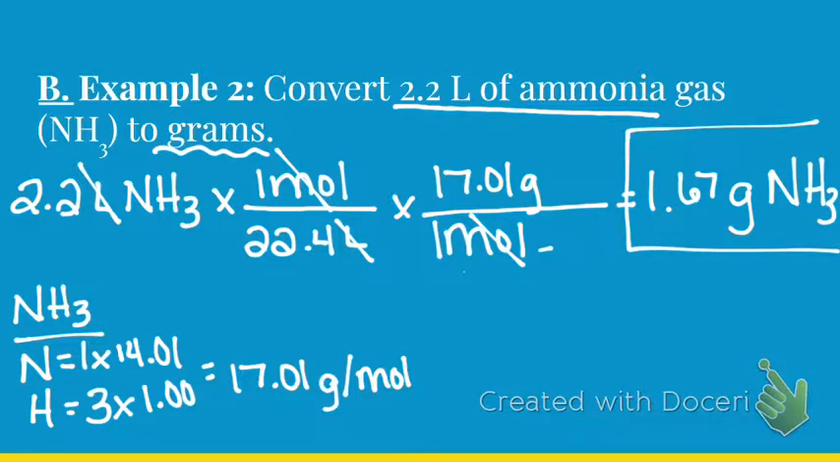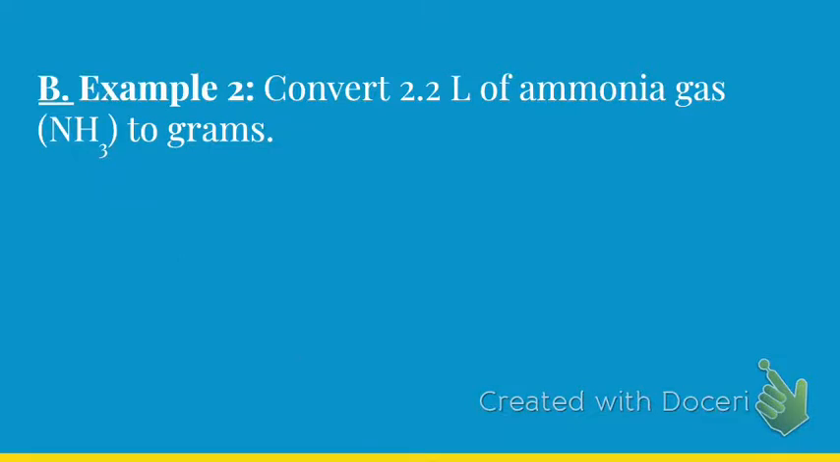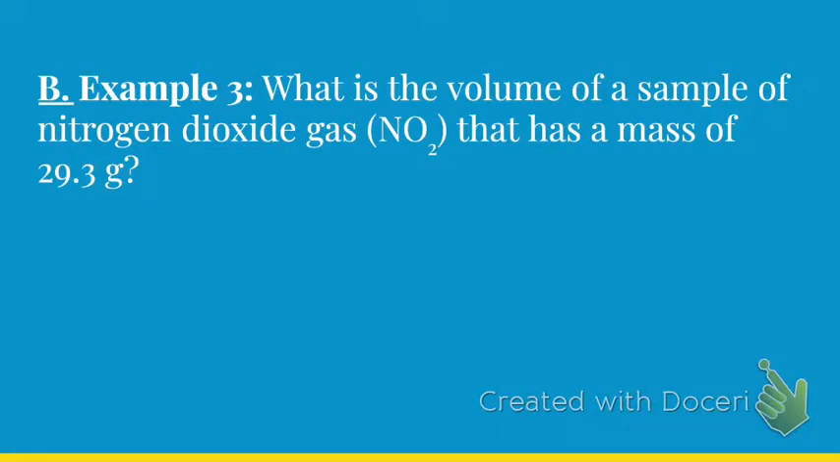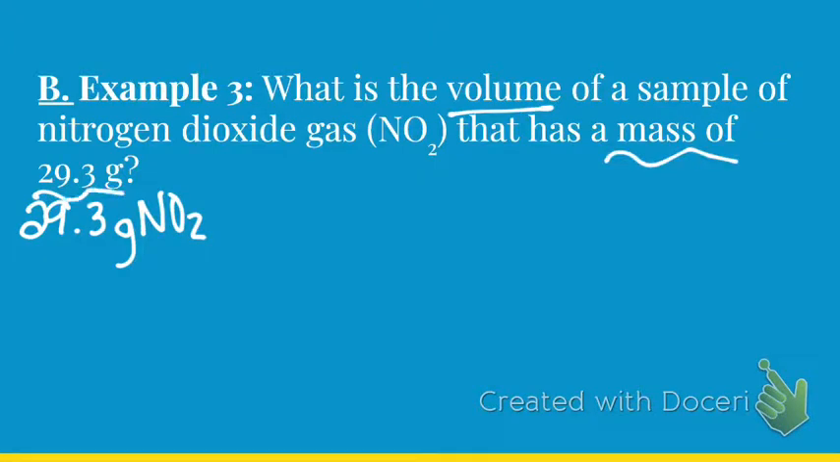Okay, so I have one last example to work with this particular style of conversion factor. It asks, what is the volume of a sample of nitrogen dioxide gas, NO2, that has a mass of 29.3 grams? In this problem, then, you can see we're starting out with 29.3 grams of this NO2. It wants to know what's the volume. So you have to be careful with that. Because we're starting out with mass, the only thing you can do with mass is you must convert it to moles using molar mass. Again, follow your roadmap.